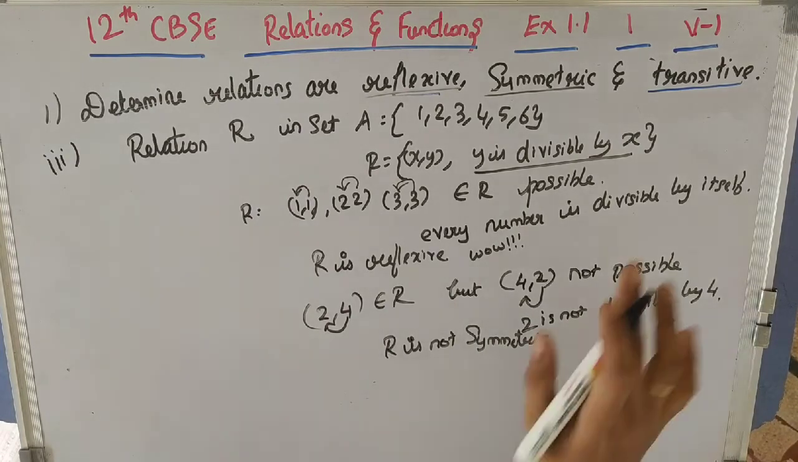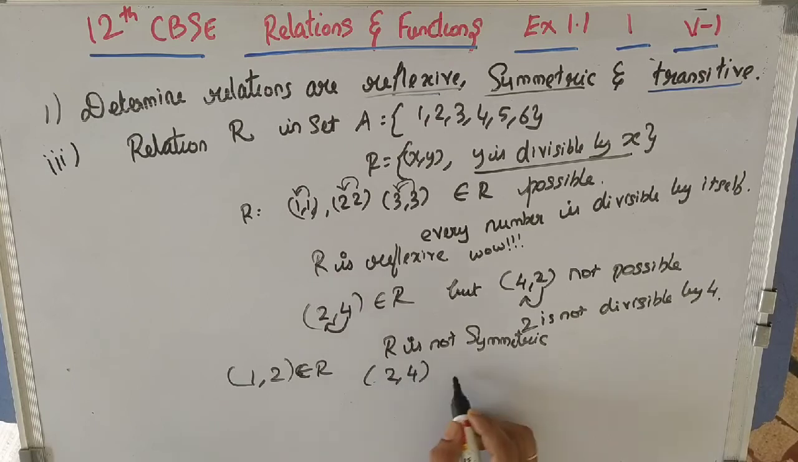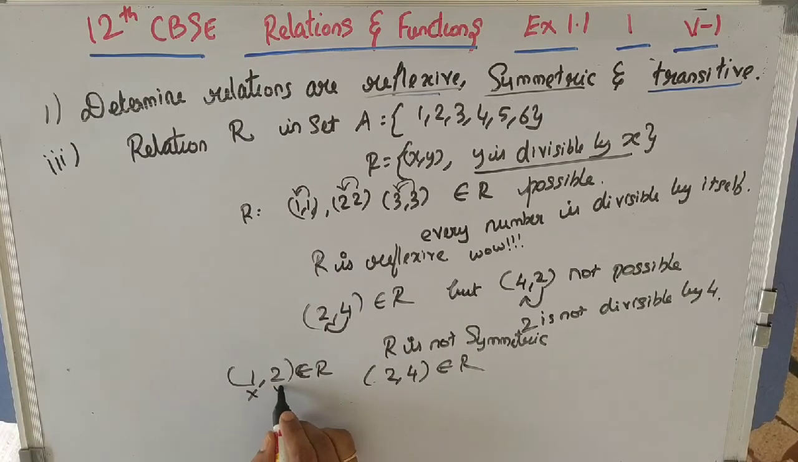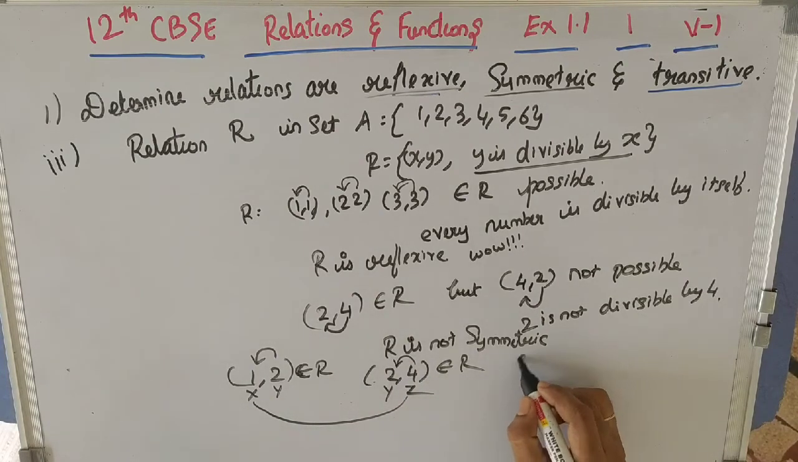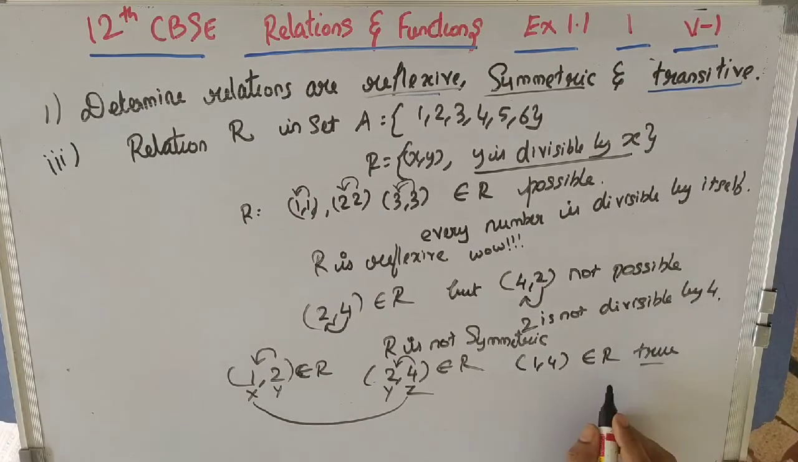Clear? Now we can check whether the relation is transitive or not. Here, (1, 2) is an element of R. Yes, because 2 is divisible by 1. Yes, clear. (2, 4) is an element of R. Yes, it is also true because 4 is divisible by 2. Now, here y is common. We have to check whether (x, z) is an element of R. Yes, (1, 4) is also an element of R because 4 is divisible by 1, isn't it?